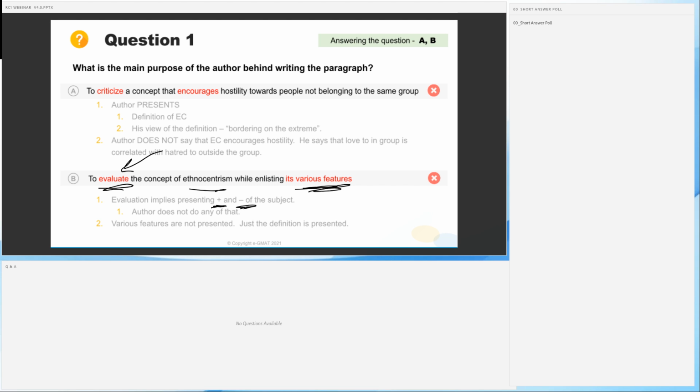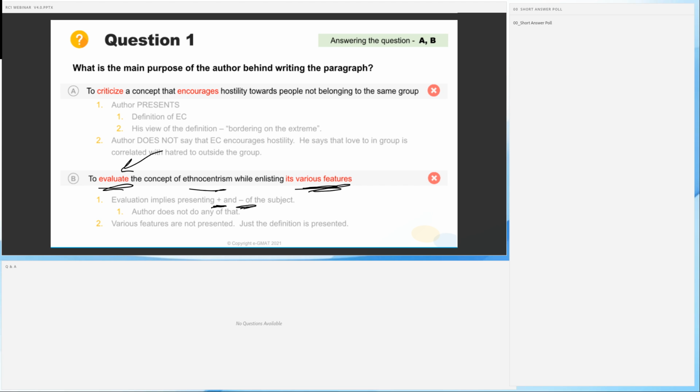The author really presents a definition of EC, and that's all that he does. Now, what's the difference between presenting a definition versus listing the features? If you were to really think about it, a smartphone is a device that makes you productive on the go. That's kind of a definition of a smartphone.